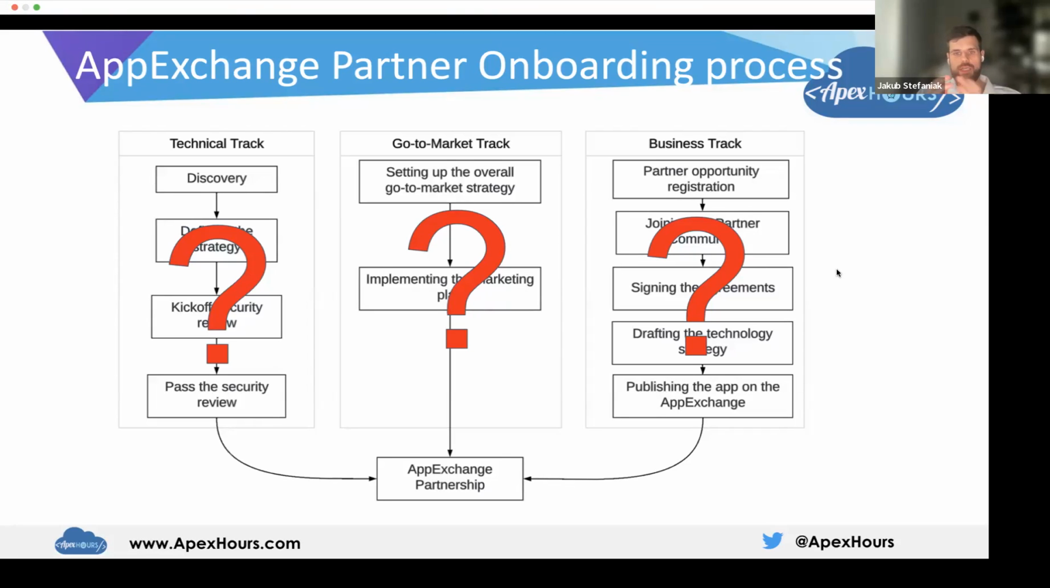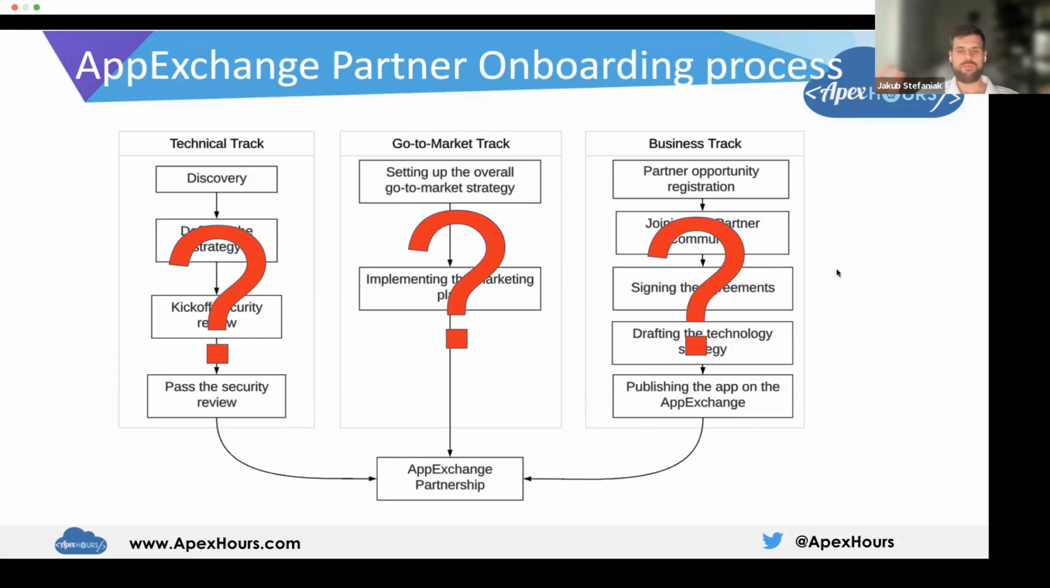And there is a business track. So you have to define your business plan. You must sign two different types of partnership agreements with Salesforce. You must speak with their representative. You must publish this application. So I remember when the first time, many years ago, I thought about building my own application as a young developer.